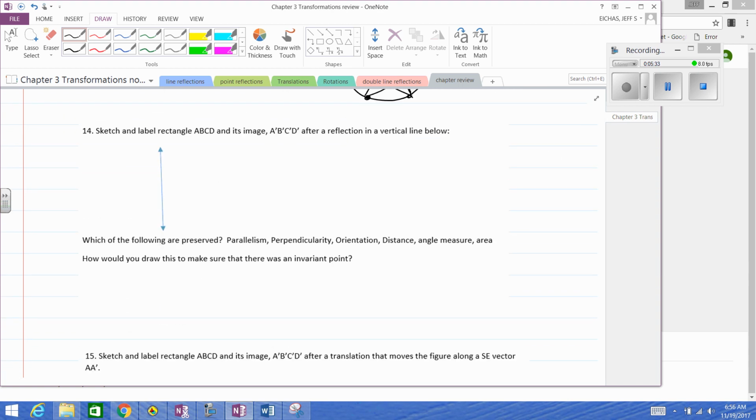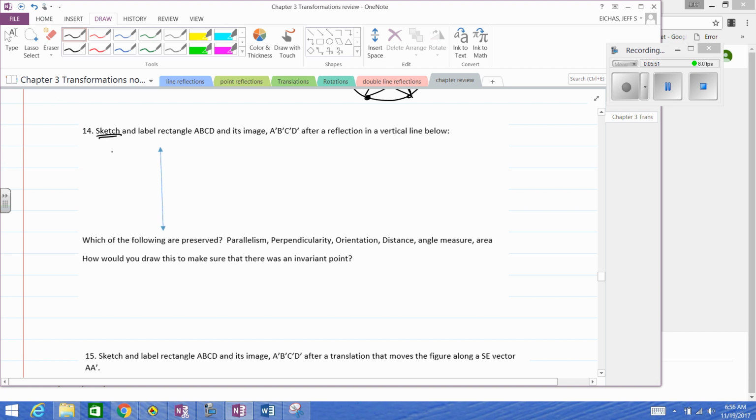Sketch and label a rectangle and its image after the reflection in a vertical line below. Just make it easy on yourself. Try to make it so that it is already tipped perpendicular, that is the best way to go.